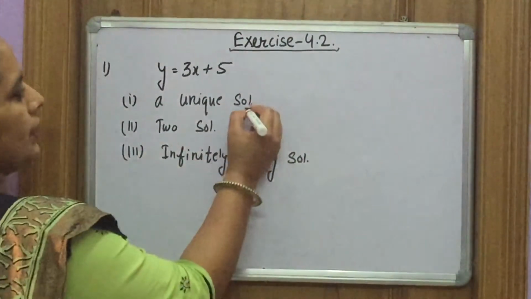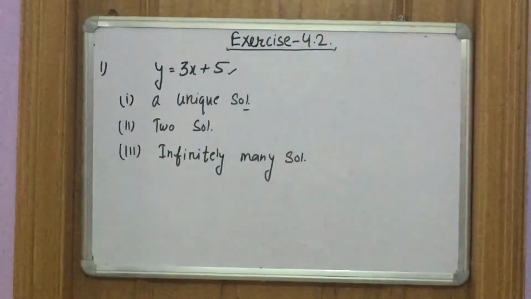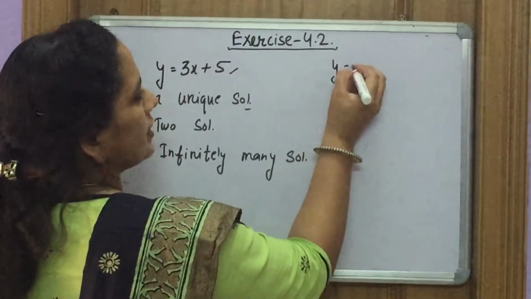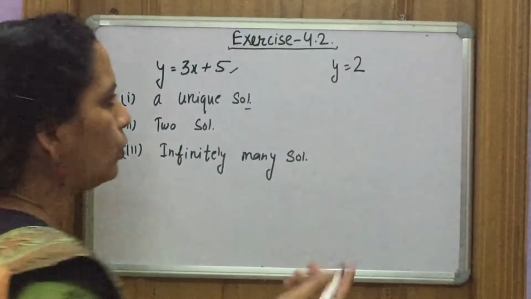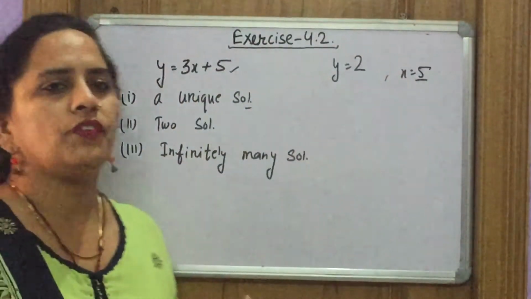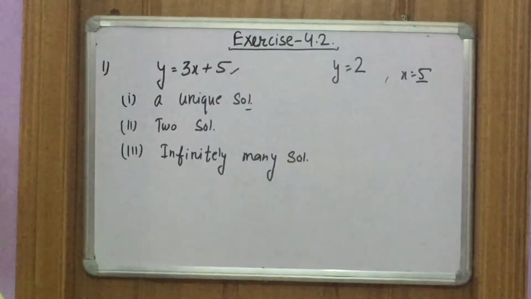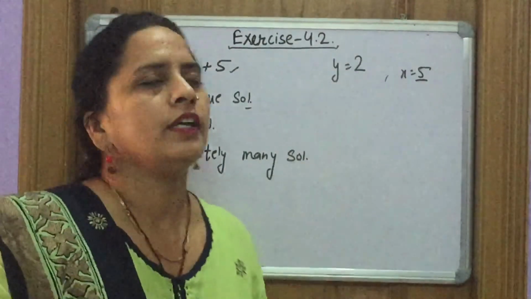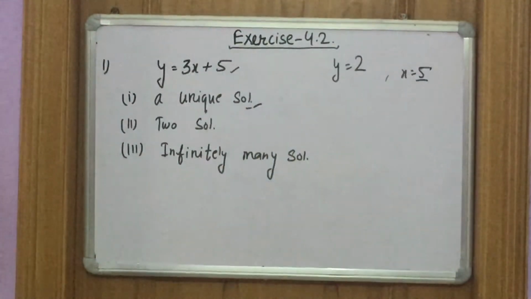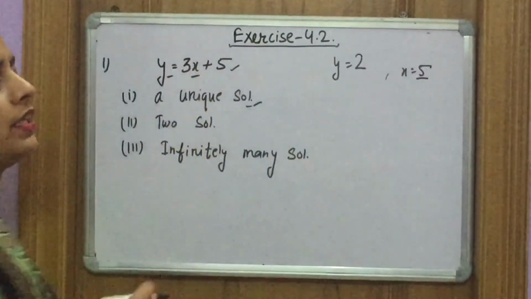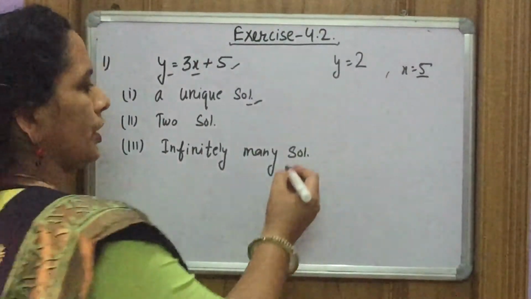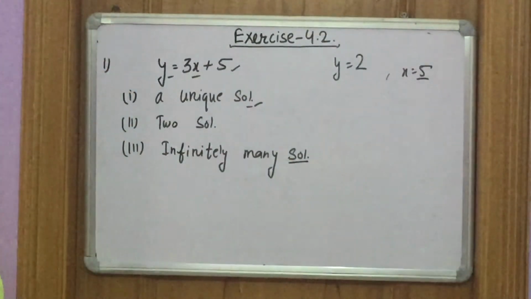So a unique solution: if this equation is in the form of one variable, simple like y is equal to 2 or x is equal to 5, then in this condition the equation has just one solution, that means a unique solution. But here this equation is in the form of two variables, and we are asked about the solution.